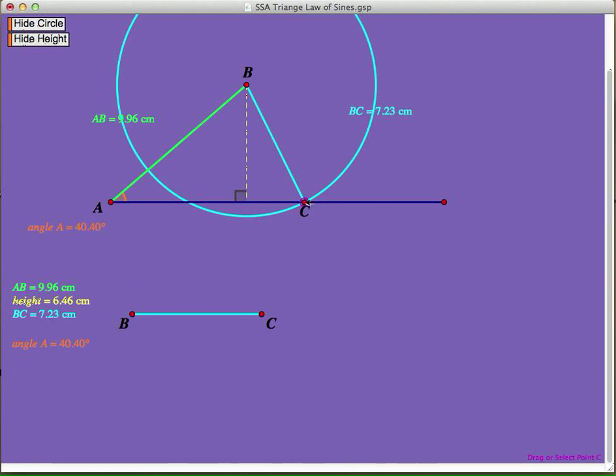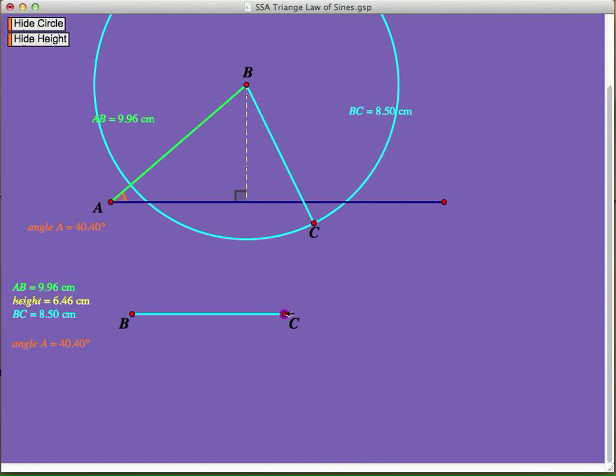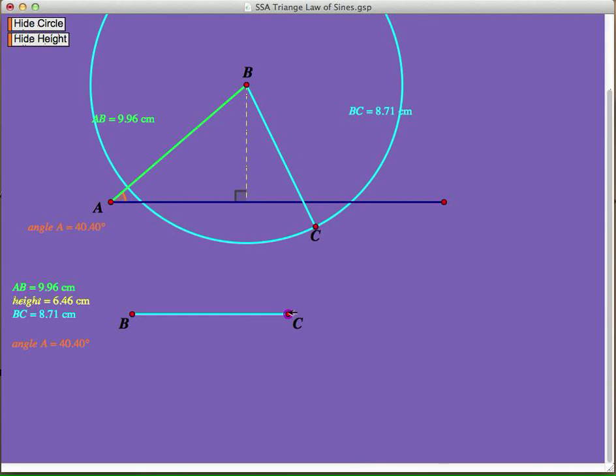So when that occurs, I have two triangles that can form. I have a triangle that can form here and a triangle that can form here. And notice that as I change BC, as long as BC is shorter than AB but greater than my height, I have two triangles that can form. So I have a triangle that can form right here, or the triangle that can form right here.